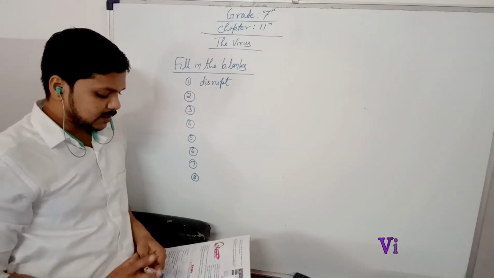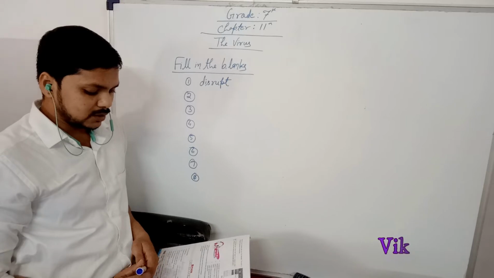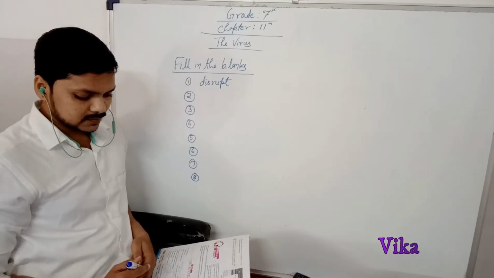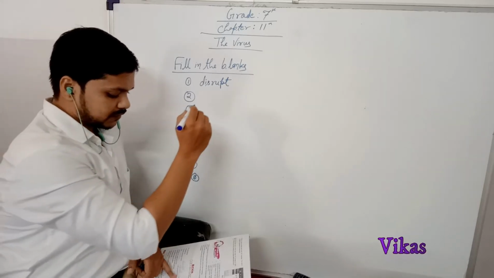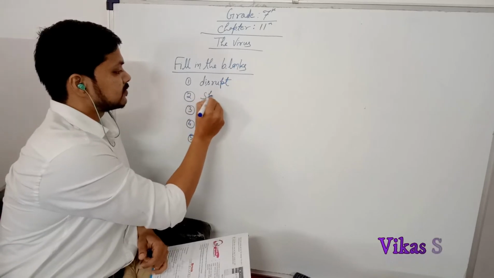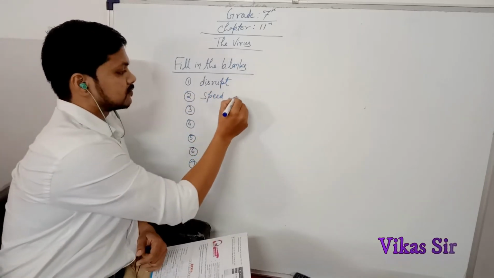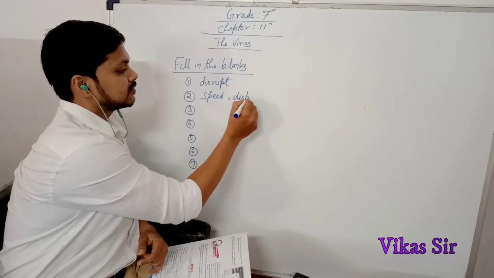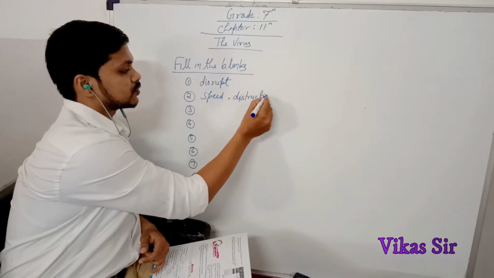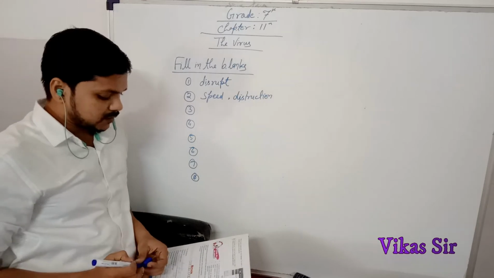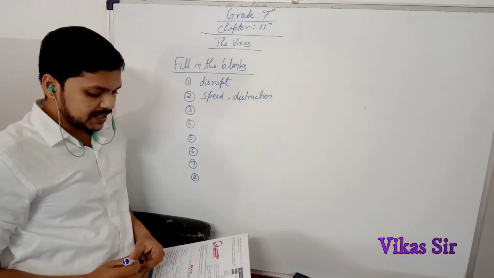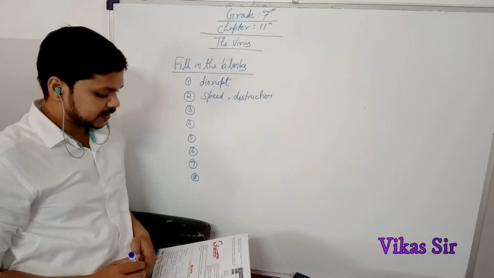Second is: computer virus results in loss of what? Of data. So first we have to fill here, that is speed, and then we have to write here destruction. Right here, destruction. The answer will be: computer virus results in loss of speed and destruction of data.